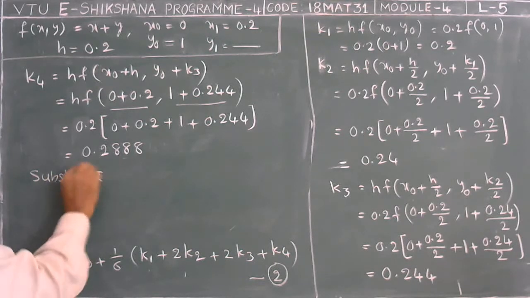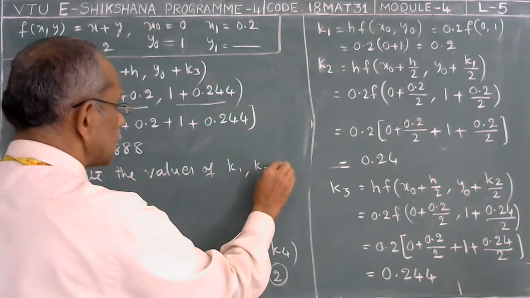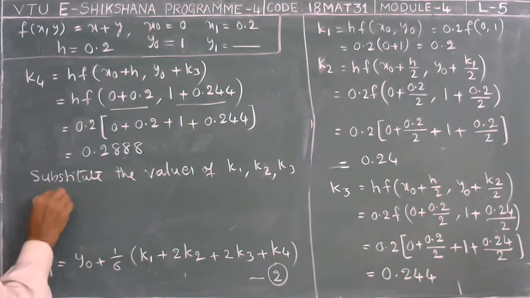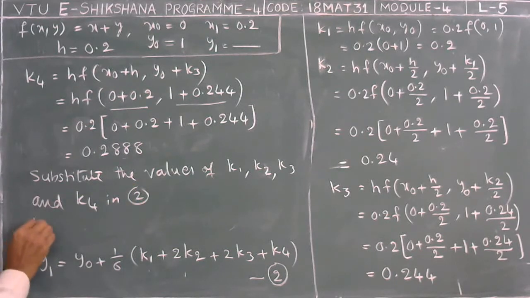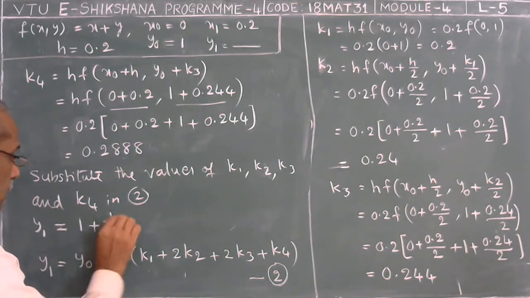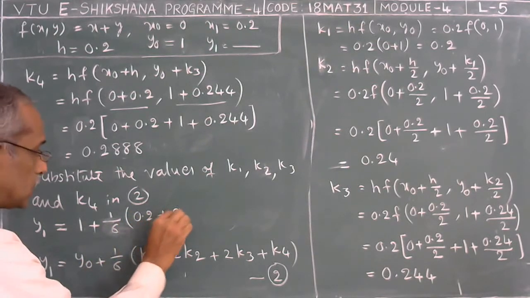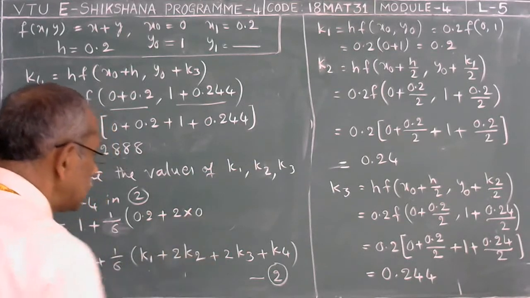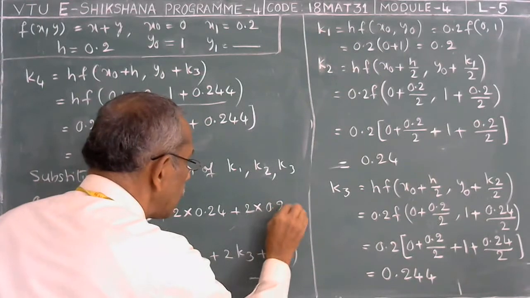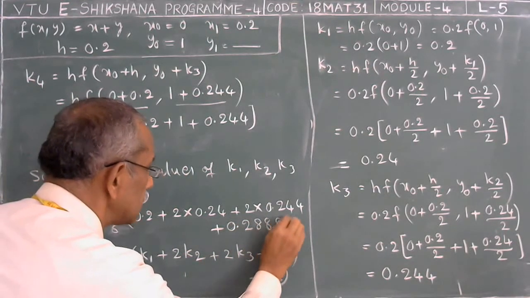Substitute the values of k1, k2, k3 and k4 in equation 2. So here y1 is equal to y0 is 1, plus 1 divided by 6, into k1 is 0.2, plus 2 k2, 2 into 0.24, plus 2 into k3, 0.244, then plus k4 is 0.2488.